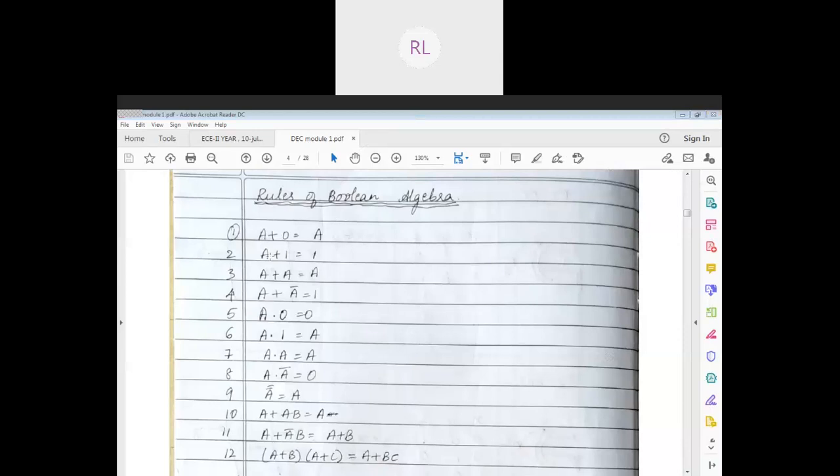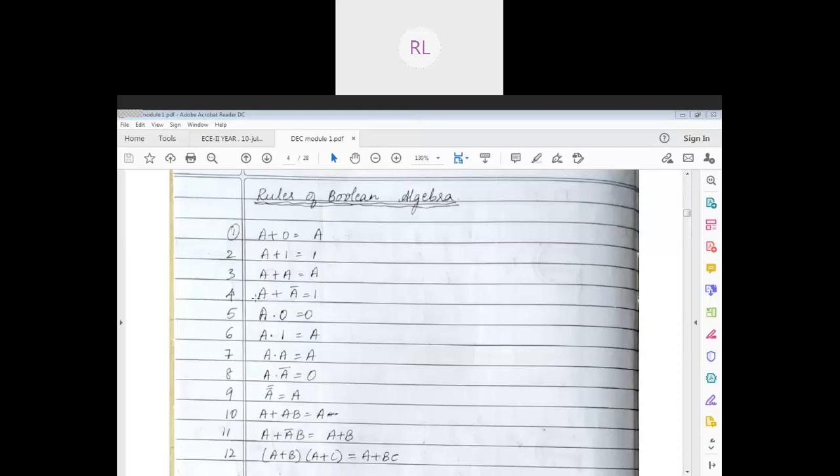Similarly, you have a plus 1. Nothing can be more than 1, right? Either if a is 0 or a is 1, I will always get 1 because 1 is already here. Anything added with the same value gives me the same value: 0 plus 0 gives me 0, 1 plus 1 gives me 1. So you can actually substitute values for a and check.